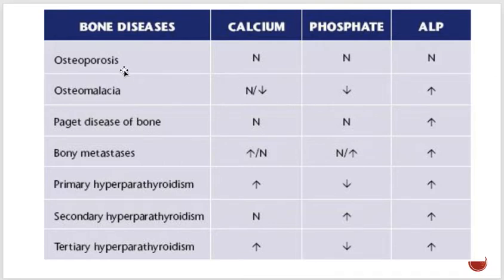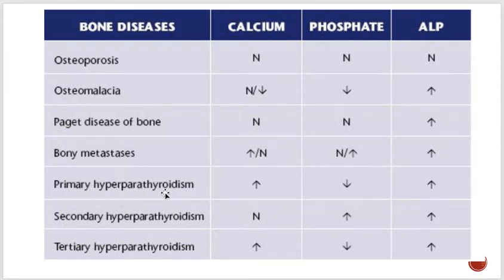Now never forget this thing, that bone profile always comes back as normal in osteoporosis, right? You can see in bony metastasis, which is a cancer condition, and most of the cancer conditions are associated with hypercalcemia. So of course, when there is hypercalcemia, the PTH will be reduced, and when PTH is reduced, the kidneys will throw out more and more calcium and retain more and more phosphate, and the bone is disturbed or broken down, so ALP will be raised as well.